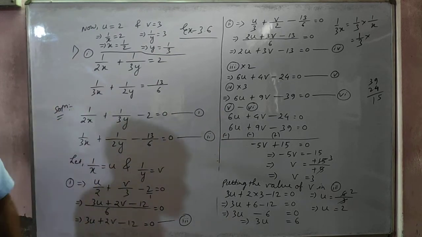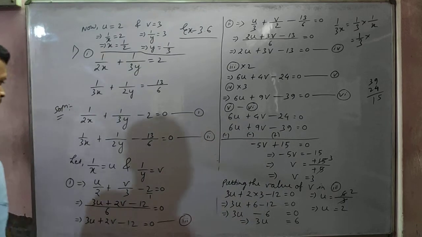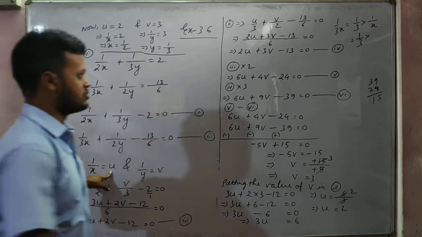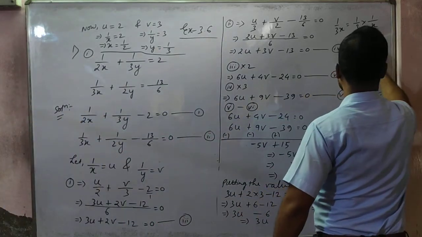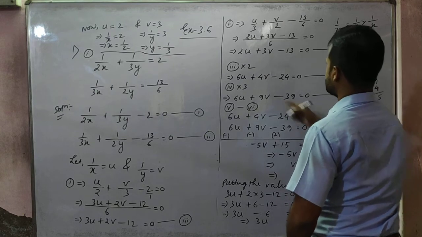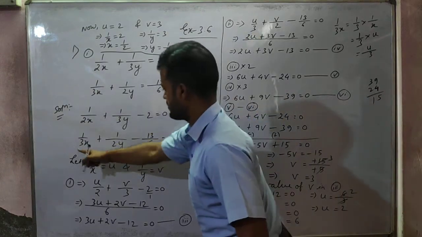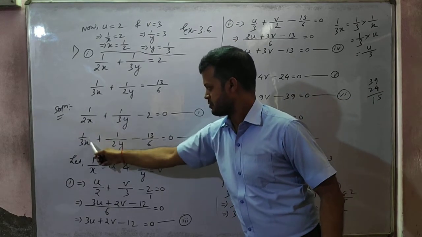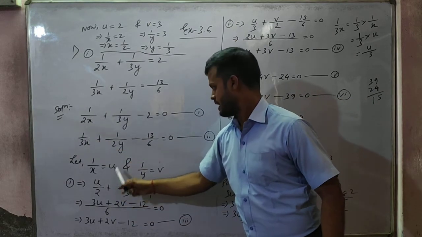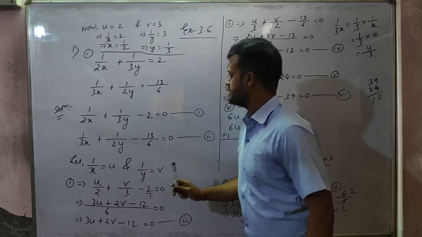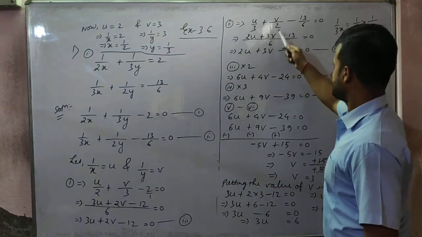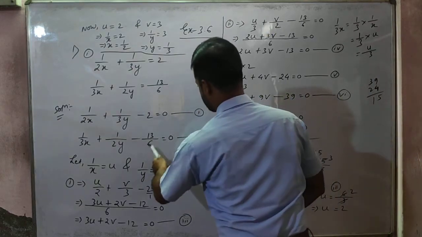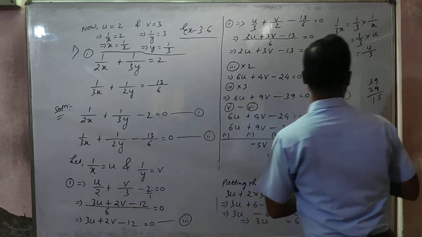Okay. 1 by 3x can be written as 1 by 3 into 1 by x. In place of 1 by x, what can I write? u. So it will become u by 3. Understood? Therefore, I wrote here u by 3 in place of 1 by 3x. Because in place of 1 by x, we are putting u, and in place of 1 by y, we are putting v. So it is becoming u by 3 and v by 2, and minus 13 by 6 is already there.